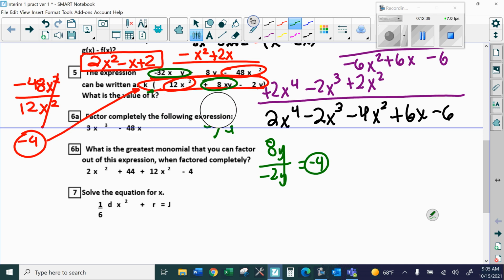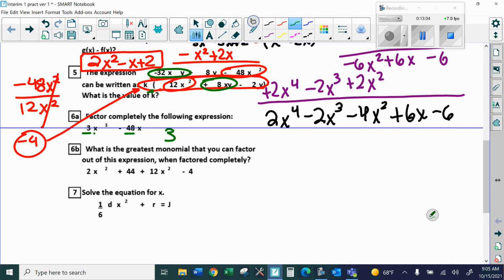Okay, factor completely. So let me erase this. Factor completely the following expression. Well, the first thing you do with factoring is take out the GCF, greatest common factor. So number-wise, between 3 and negative 48, what's the biggest number that goes into both? Well, 3 does. 3 goes into 3 and 3 goes into 48, 16 times.